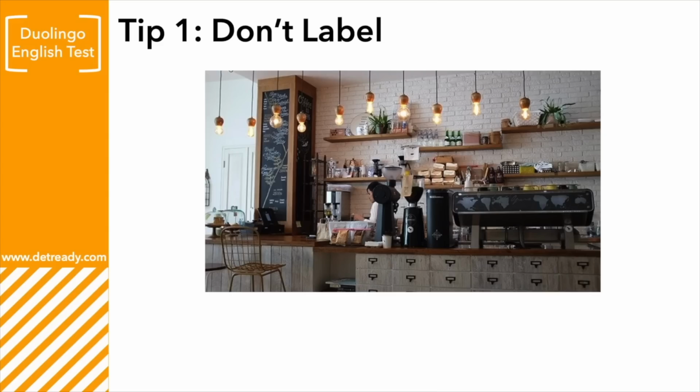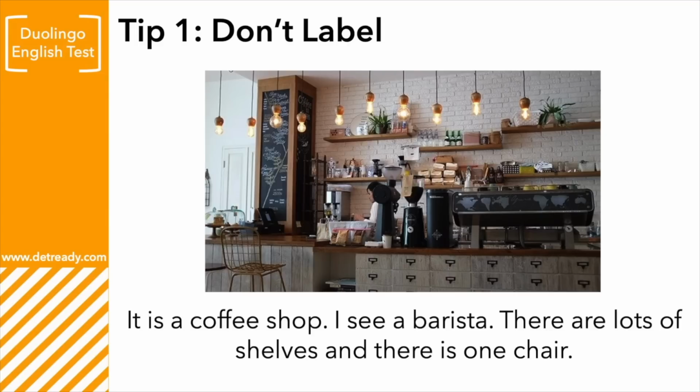So what do I mean by labeling? Well, if you look at this photograph here, if a student just labeled the photograph, then the answer would be something like this. It's a coffee shop. I see a barista. There are lots of shelves and there is one chair. If you just label the photo like I did here as an example, then you won't score high for content or grammar and vocabulary. Why? Well, you're not describing the picture fully, you're just labeling what is in it, and you're only using simple grammatical structures. So don't do that.